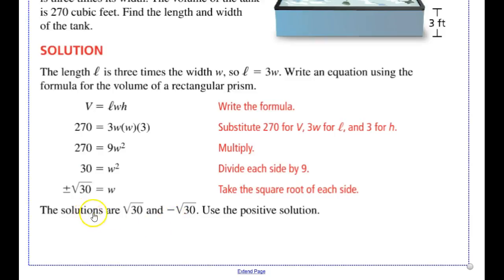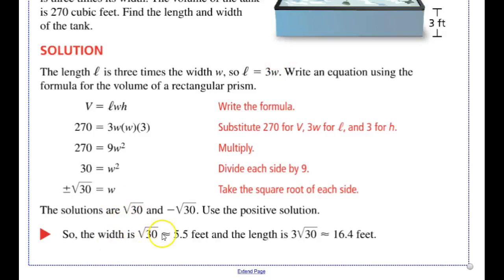So I know that I have a positive root and a negative root. Here I only want to look at the positive solution because we're talking a width here, we're talking a distance, a length, so I cannot have a negative value here, so I'm only going to use this positive one. So my width is the square root of 30, or approximately 5.5 feet. The length was 3 times the width, remember, so it's approximately 16.4 feet.